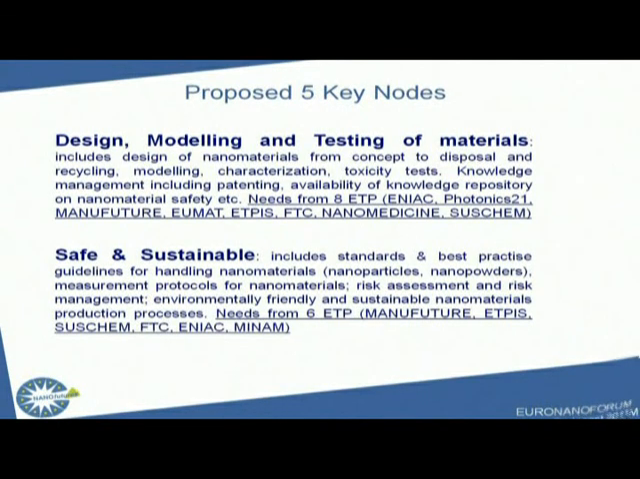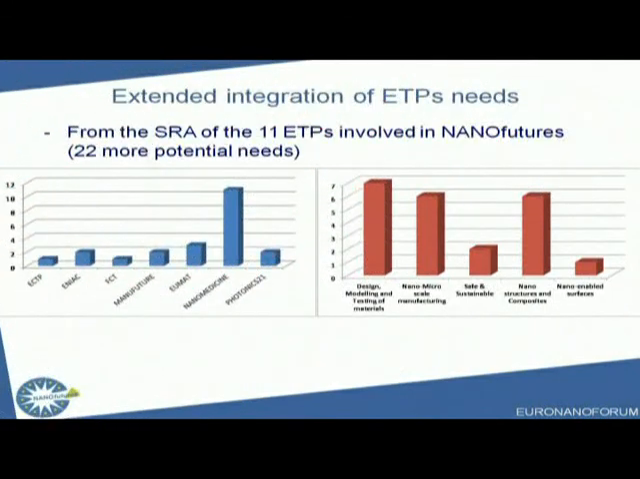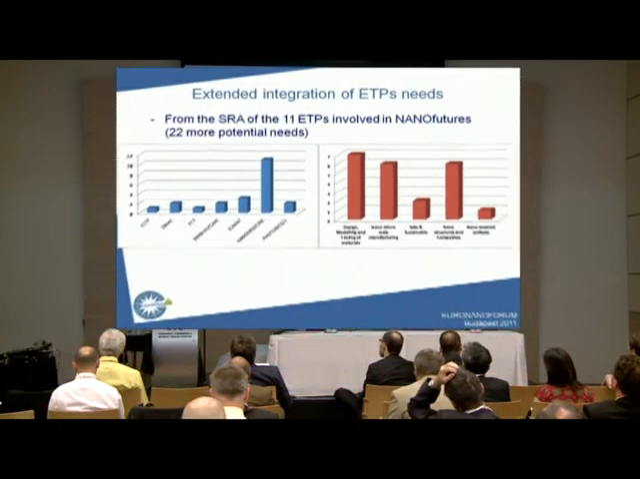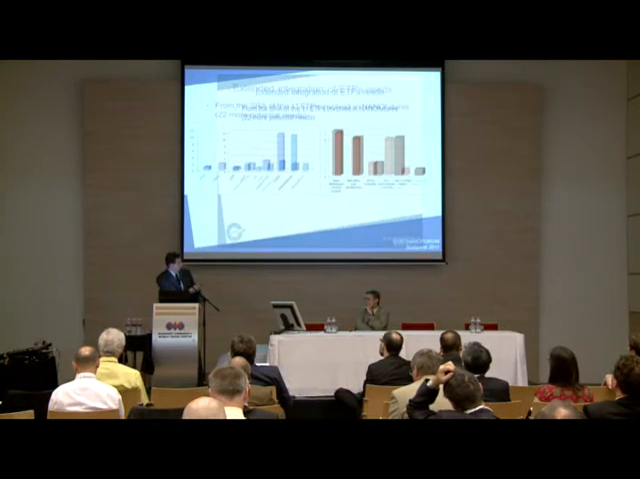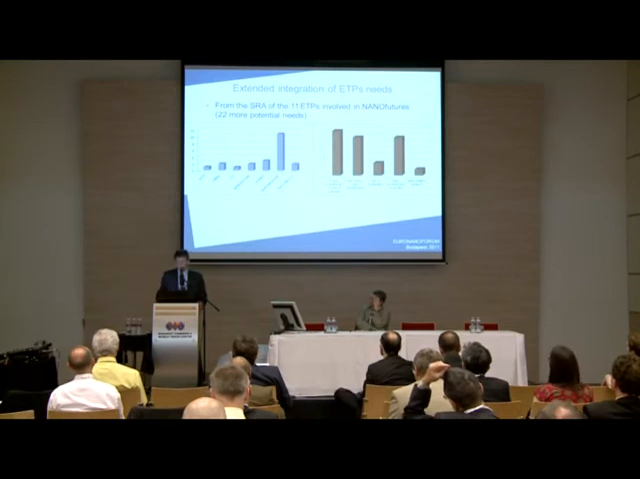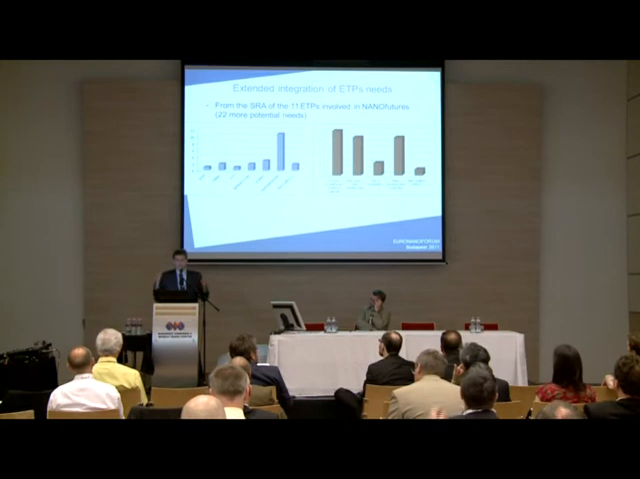What we did further: we understood, looking at the SRA, that there were many other potential needs that were not identified at the beginning but can be important. So we had a look at the SRAs of the 11 ATPs, and we identified from most of them some new potential needs to be included in our study. It was easy for us to cluster these and introduce them in the 5 keynotes. So at the end, we increased a little bit the number of needs to take into account really all the potential topics to be developed in the future.